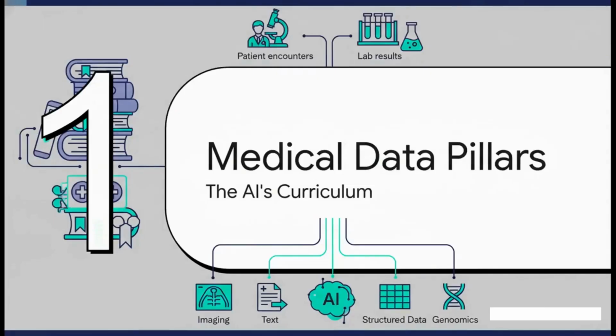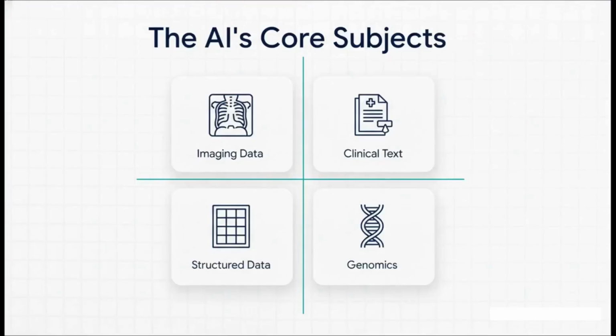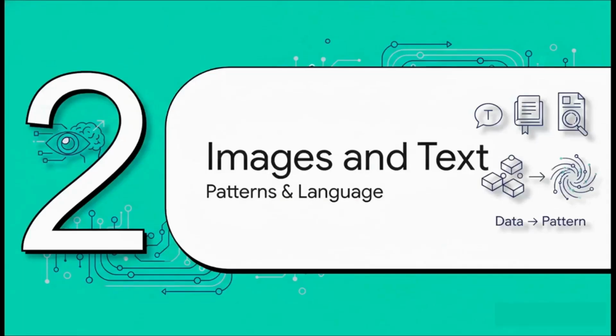So to answer that, we need to look at its curriculum. We're going to break down the 4 main types of medical data it learns from. Think of these as the AI's core subjects in med school. So what's on the syllabus? First up, we've got imaging data. You know, all those x-rays and scans. Then there's clinical text, which is basically all the notes we write. After that, we'll hit structured data, the neat and tidy numbers like lab results, and we'll finish up with the really wild one, genomics. All right, let's dive into those first 2.